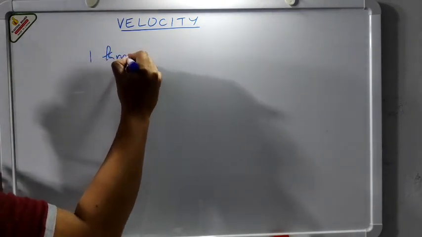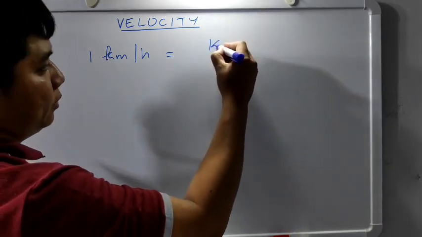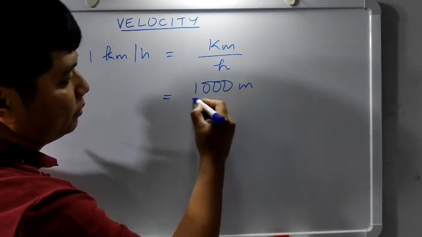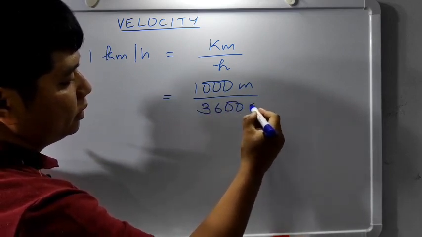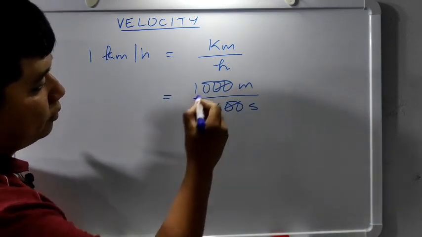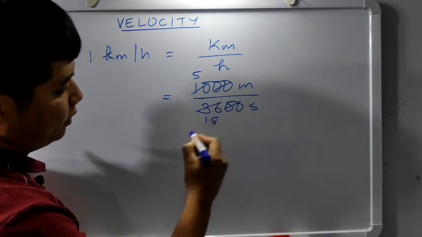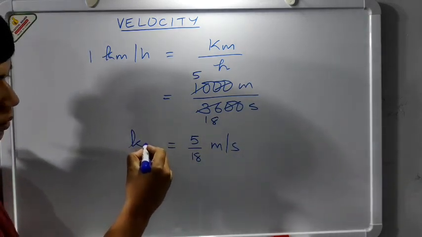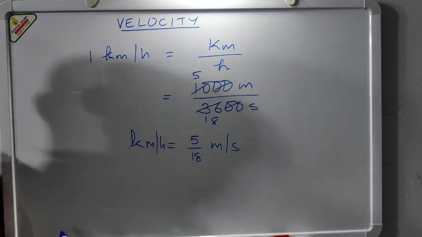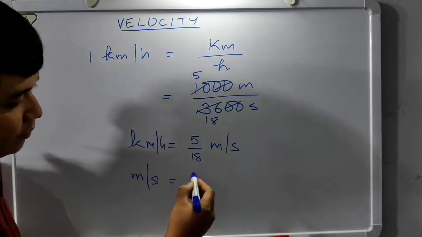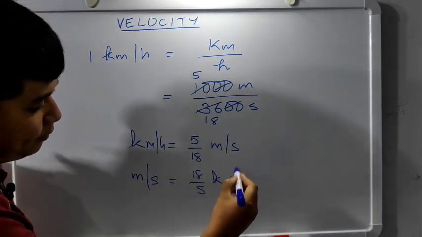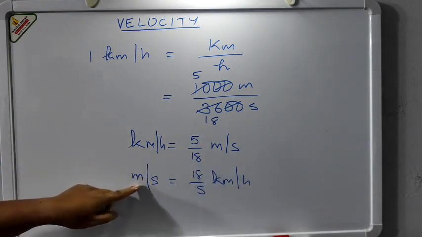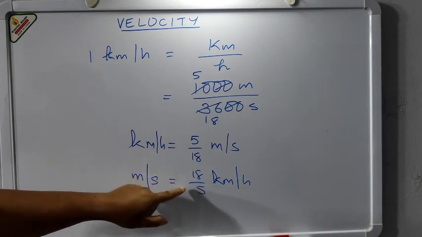1 kilometer per hour is equal to 1 km per 1 hour. In 1 kilometer there are 1000 meters, and in 1 hour there are 3600 seconds. Cancelling, we get 5 by 18 meter per second. So 1 kilometer per hour is equal to 5 by 18 meter per second. Likewise, 1 meter per second is 18 by 5 kilometer per hour. If we want to convert kilometer per hour into meter per second, we have to multiply it by 5 by 18. If we want to convert meter per second into kilometer per hour, we have to multiply it by 18 by 5.